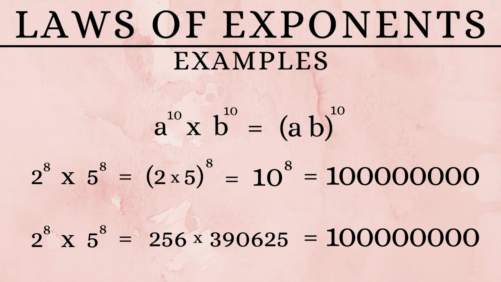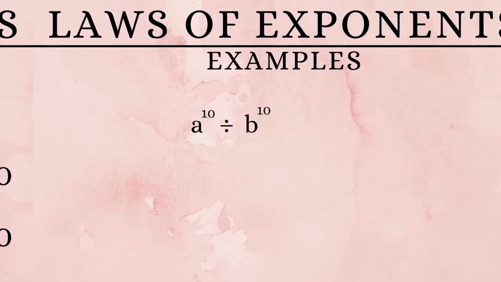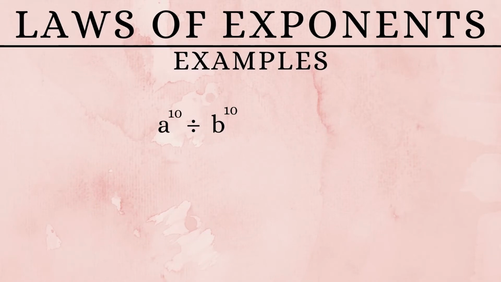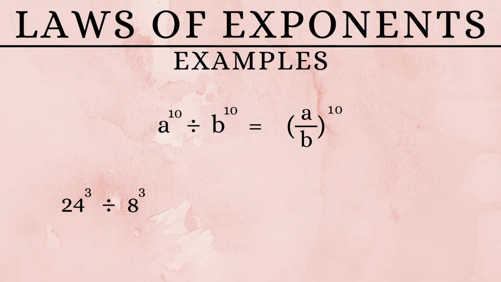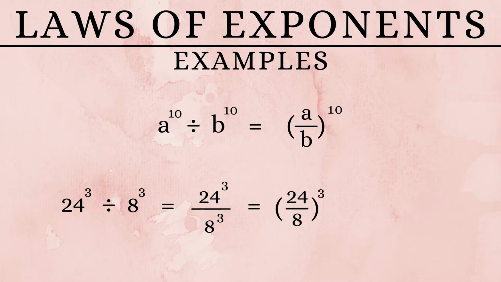Let's check out another similar example using division. A to the power of 10 by b to the power of 10 is a by b whole to the power of 10. Let's recall that we keep the exponent as it is and just divide the bases. Now let's use the same law to solve 24 to the power of 3 divided by 8 to the power of 3. Now expressing this as a fraction, we get 24 to the power 3 by 8 to the power of 3. And that becomes 24 by 8 whole to the power of 3.